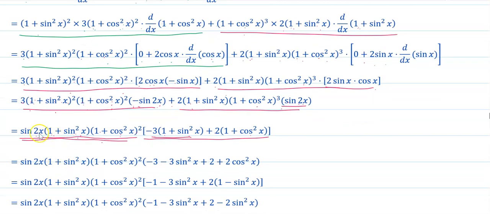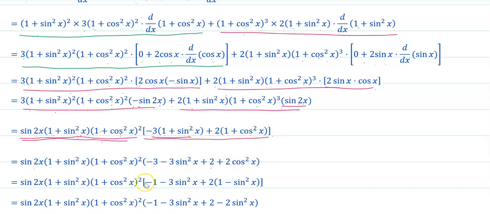Now keep this as it is, that is sine of 2x in bracket 1 plus sin square x into 1 plus cos square x bracket square. आता या ब्रॅकेट मधलं सिम्प्लिफिकेशन. What is that? Minus 3 into 1 minus 3, minus 3 into sin square x, minus 3 sin square x, plus 2 into 1, this is a 2, 2 into cos square x, that is a 2 cos square x.